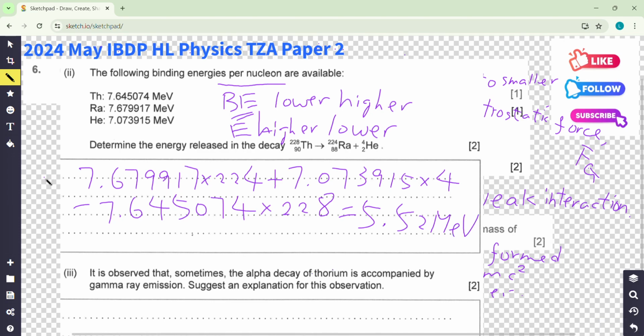The next question is stranger. It is observed that sometimes alpha decay is accompanied by gamma emission. Why does alpha decay come with gamma decay? Suggest an explanation for this observation. Look here. Ra is created. Ra has a different combination of neutrons and protons. Maybe it is in a nuclear excited state, so it will release its energy by gamma decay.